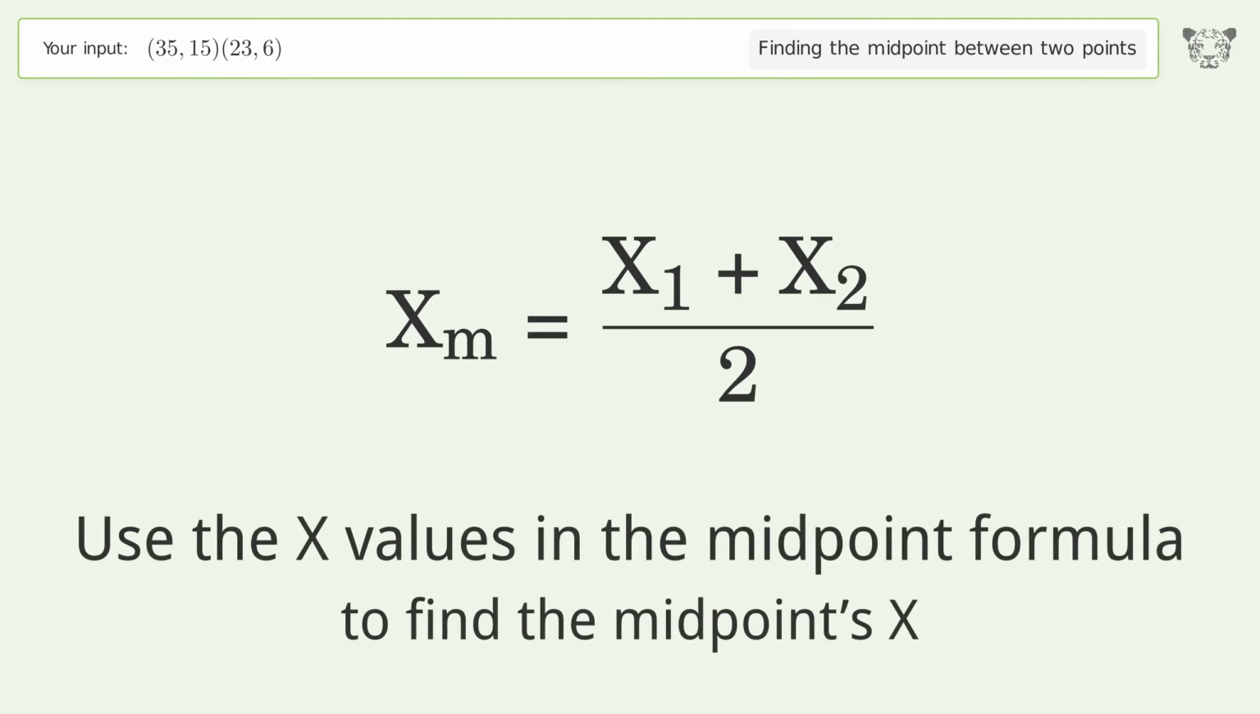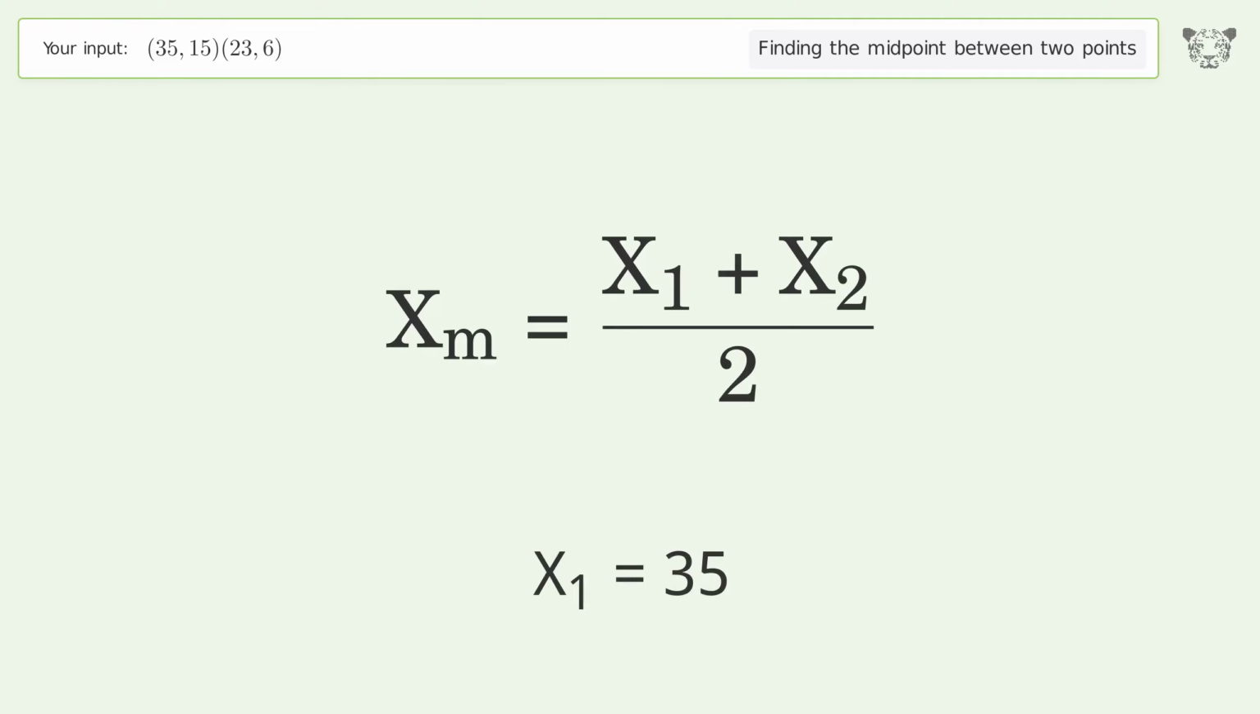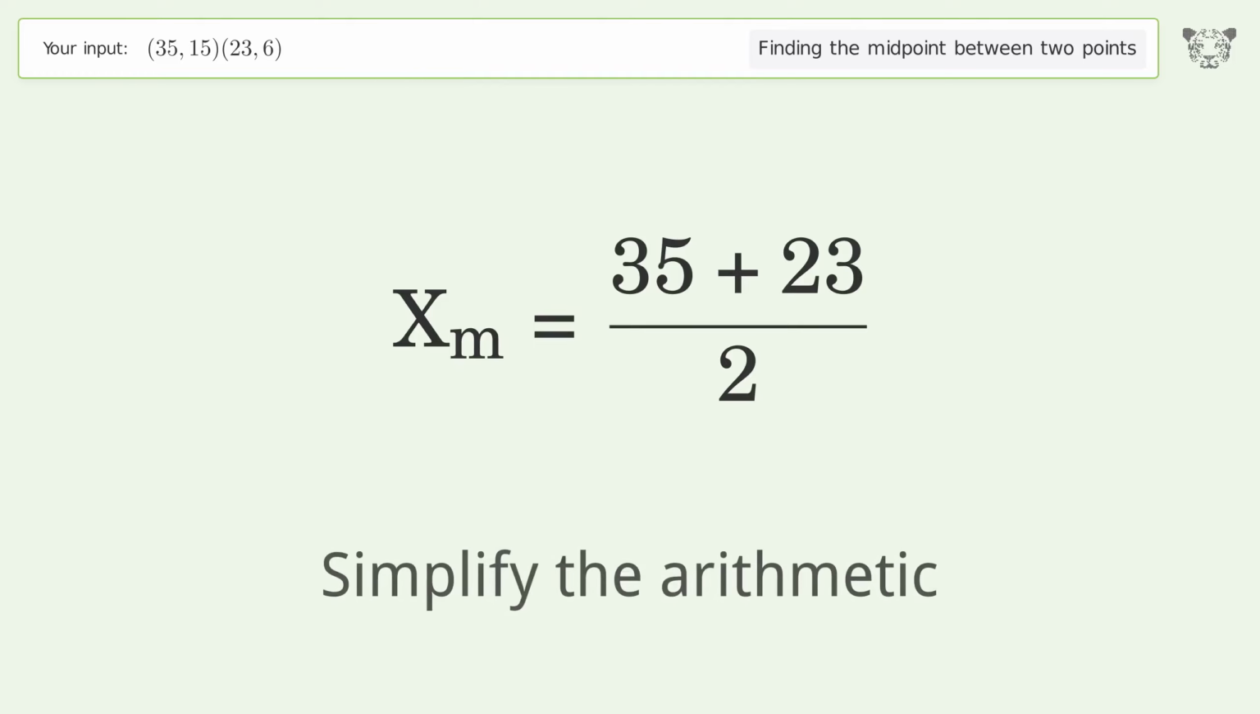Use the x values in the midpoint formula to find the midpoint's x. x1 equals 35. x2 equals 23. Simplify the arithmetic.